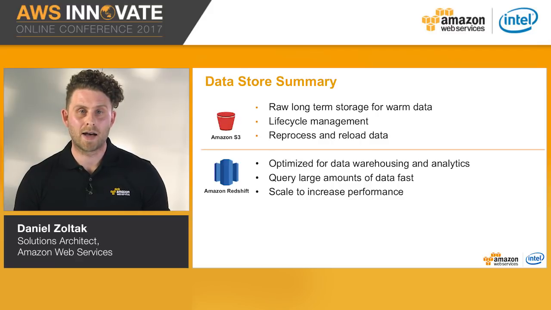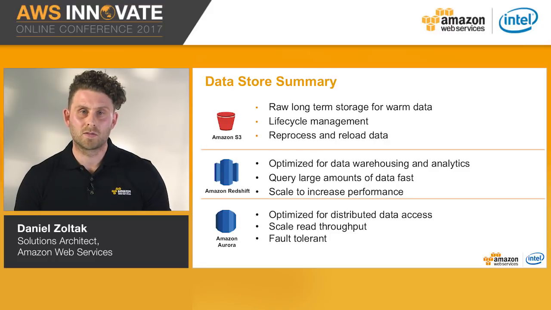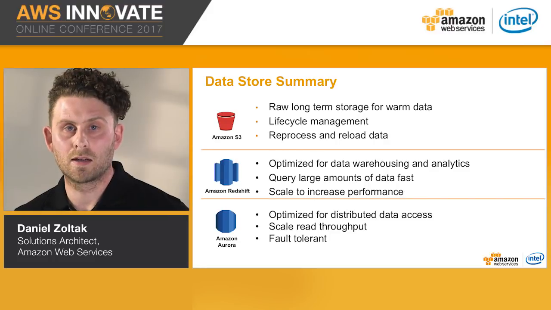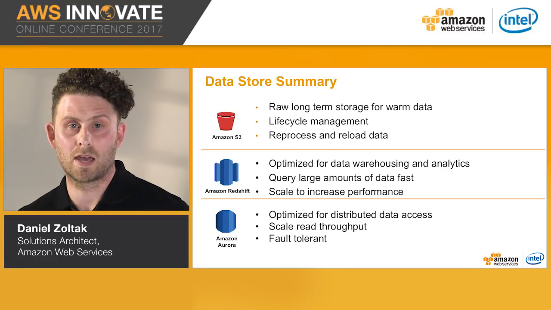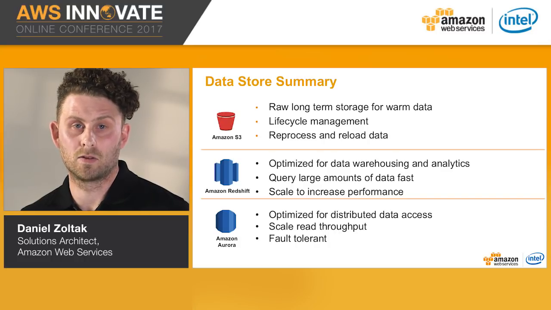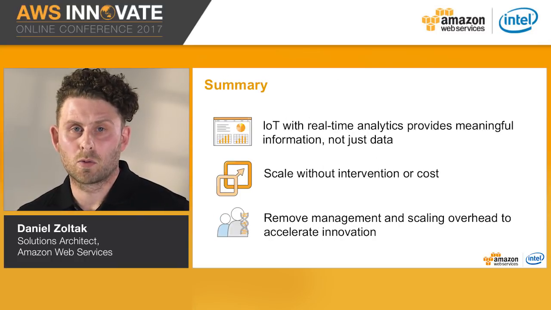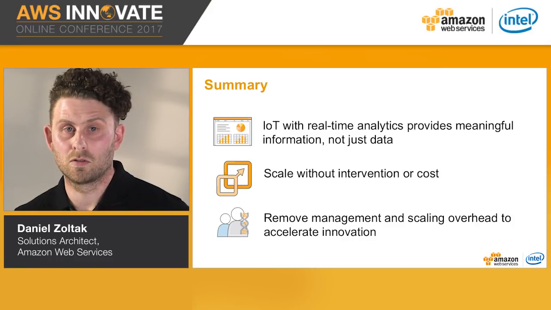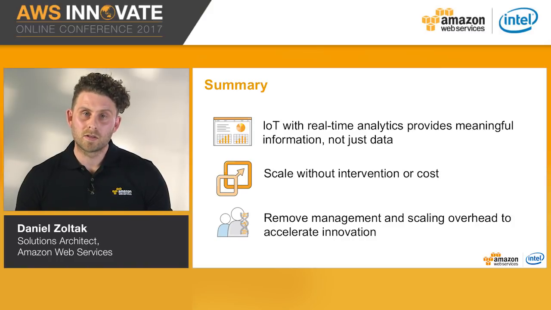Redshift is optimized for data warehousing and analytics, allowing querying of large amounts of data fast. We can easily increase performance by scaling Redshift using an API call. Aurora is a cost-effective solution for querying data at scale. The underlying storage is scalable, fault-tolerant, and is leveraged by the Aurora database engine to handle high-volume, high-throughput queries at scale. So, IoT with real-time analytics provides meaningful information, not just data. Coupled with serverless components, we can scale without intervention or additional operational cost. This removes management and scaling overhead to help accelerate innovation.